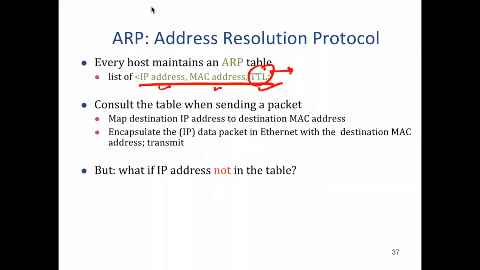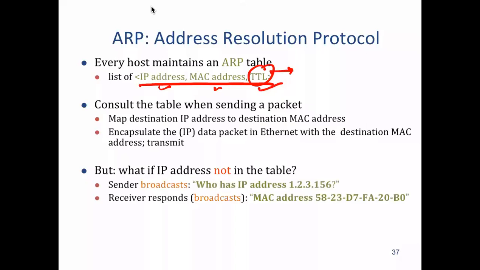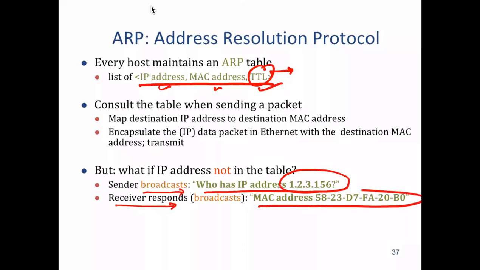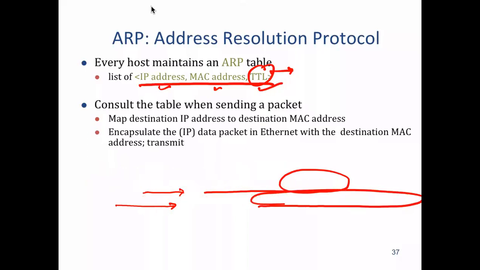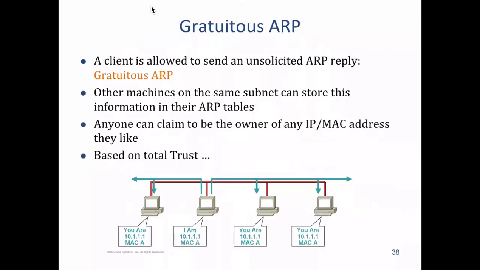All right, so it's not in the table. Then her laptop will shout, or broadcast, who has this IP address? And then that server will respond with a MAC address. The server with that IP address will look at the message, come to know that the message is for it, and respond back with its own MAC address. In this way, Alice's machine will get the MAC address of the domain name server.